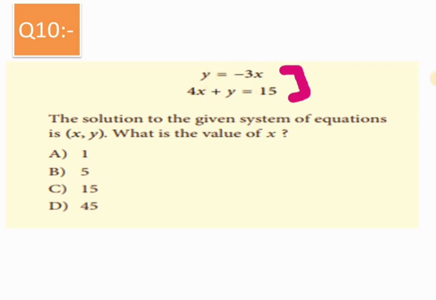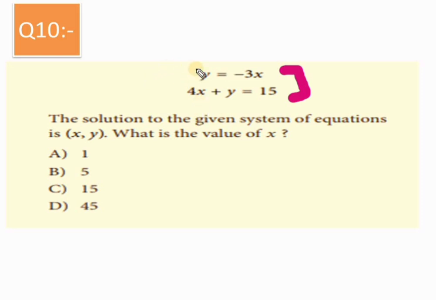And to solve this system of equations, you have to know the degrees of the two equations. The two equations are of first degree, and hence we have two ways to solve them: the elimination and substitution methods. Here it's easier to use substitution because the value of y is given directly, equal to negative 3x.